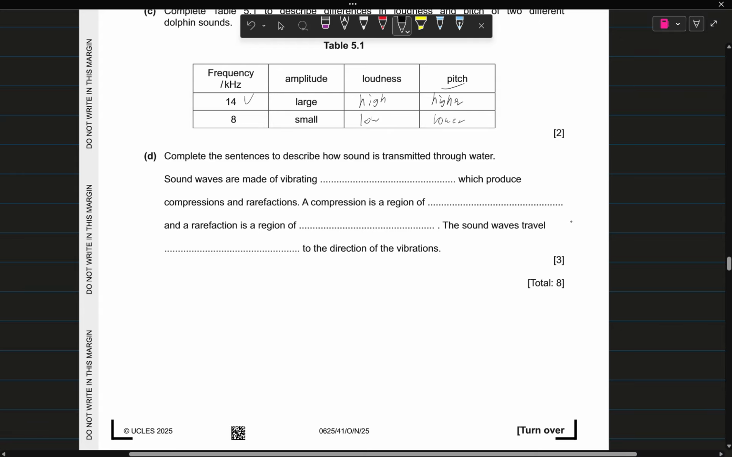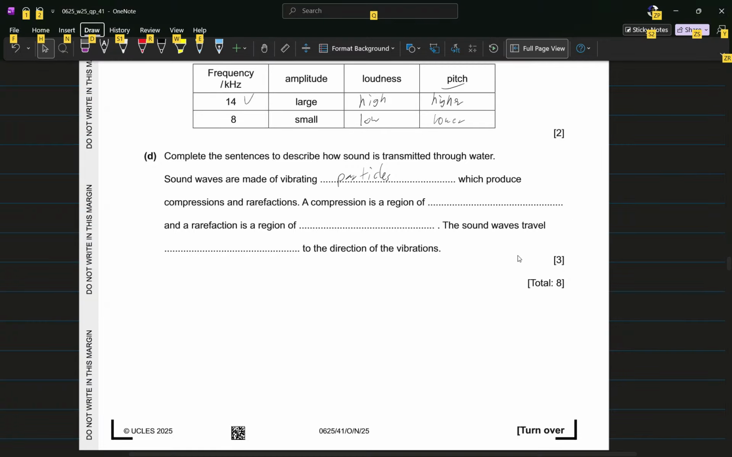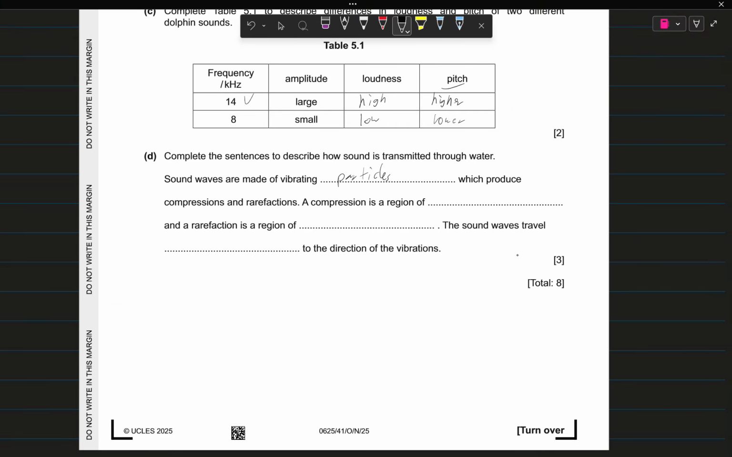For part D, complete the sentences to describe how sound is transmitted through water. Okay, sound waves are made of vibrating blank, which produce compressions and rarefactions. So this is supposed to be vibrating particles. Here, particles. A compression is a region of blank, and a rarefaction is a region of blank. Okay, so when there's a compression, the pressure will be high. So a compression is a region of high pressure.